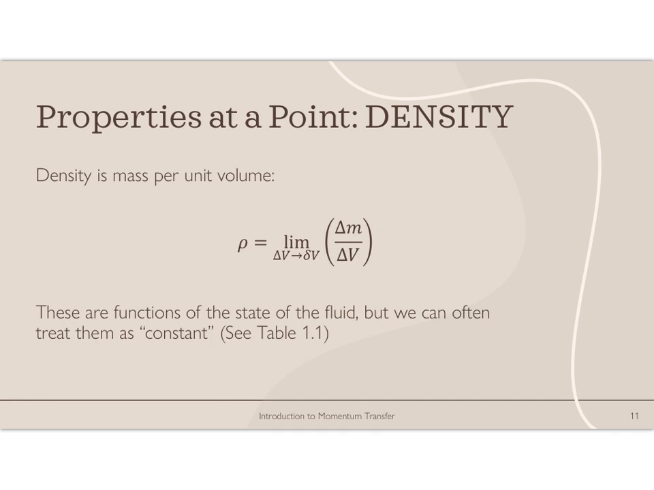Now, density is mass per unit volume, and if you look at a small elemental volume of size delta V, its mass would be delta M. And density at the point is going to be what happens when we take the limit of this as delta V approaches a small, tiny size dV. That's the volume of our point.